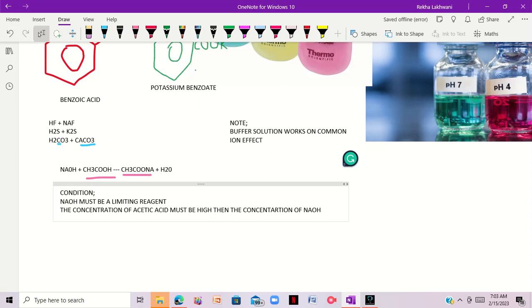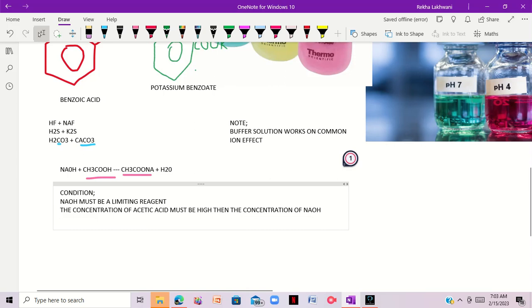Right? So the concentration of acetic acid must be higher than the concentration of NaOH. Okay, my spelling is wrong. Okay, I've got this. I hope this is correct. Oh, it's correct now. Okay, why am I saying this?